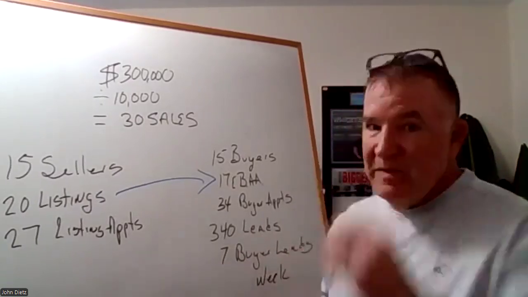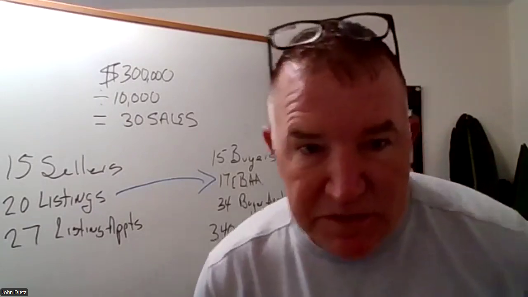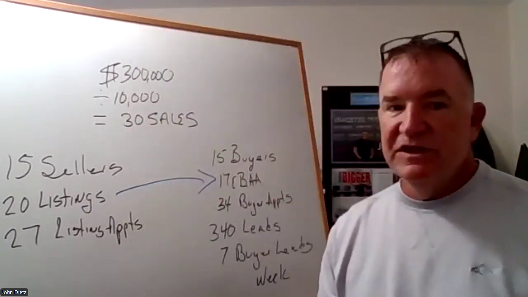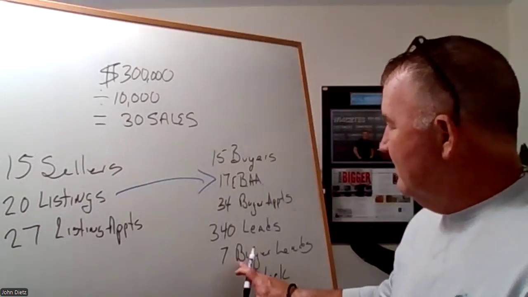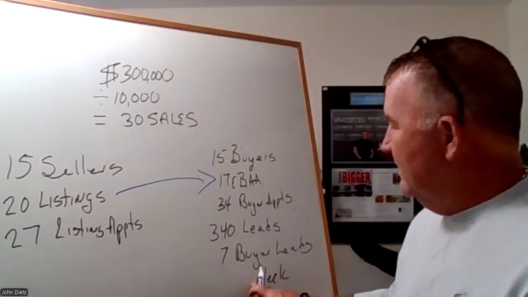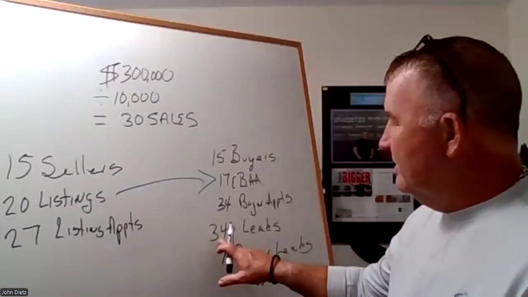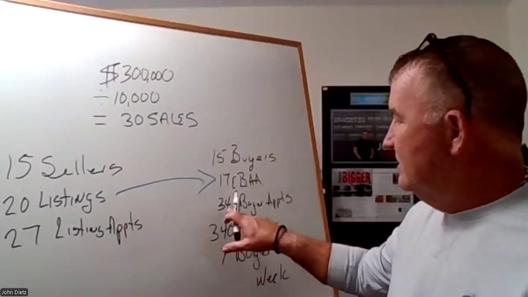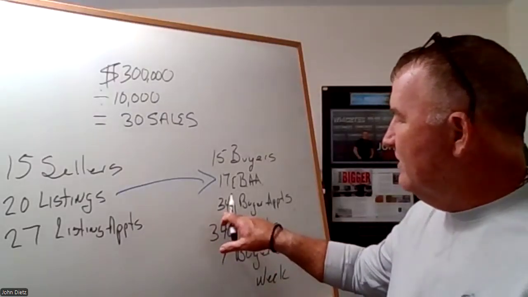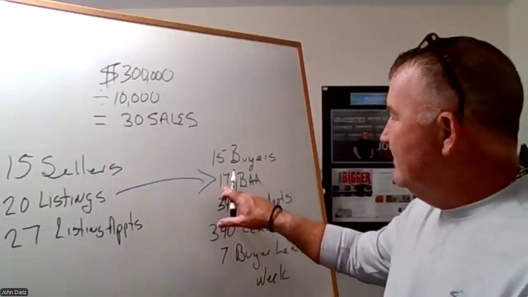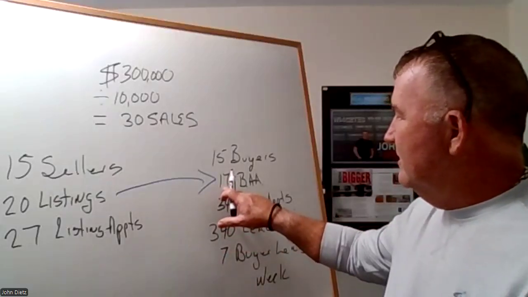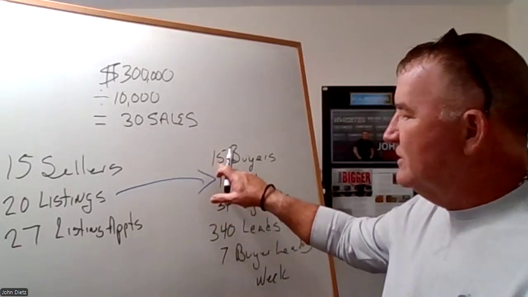All right. Assuming my math is right, and remember, your numbers are going to be different than my numbers. I just want you to get the formulas down. Assuming my numbers are right, I'm going to need 7 buyer leads per week in order to generate 350 leads, in order to schedule 34 buyer appointments. Those are buyer consultations, to take 17 exclusive buyer agency agreements to close 15 buyers.